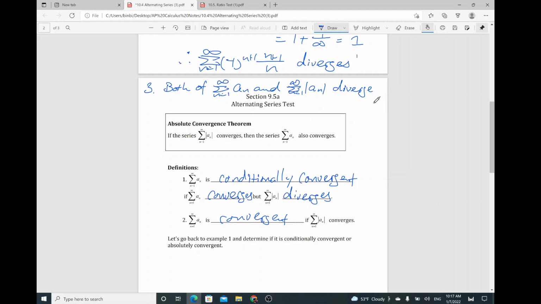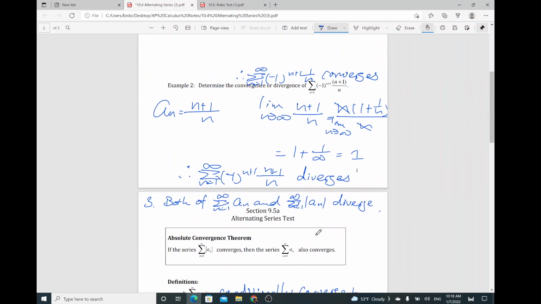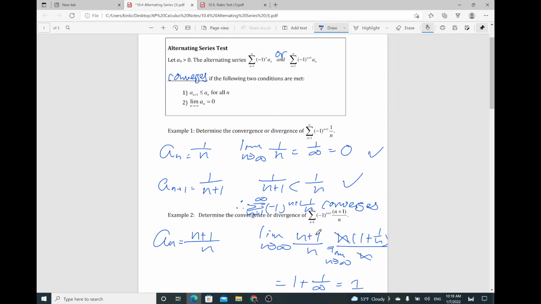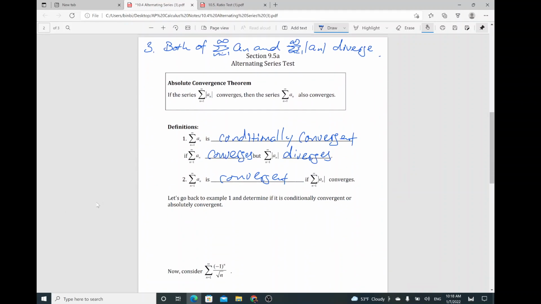So let's go back to the first example and determine if it's conditionally convergent or absolutely convergent. Now going back to the first example here, we have negative 1 to the power of n plus 1 times 1 over n. Okay, so going back to the first one.